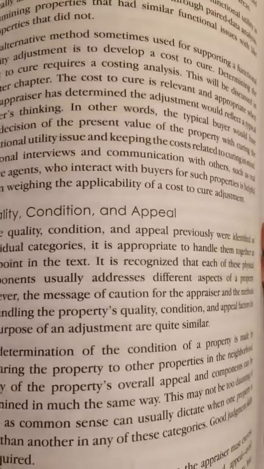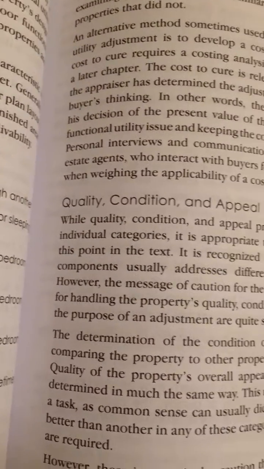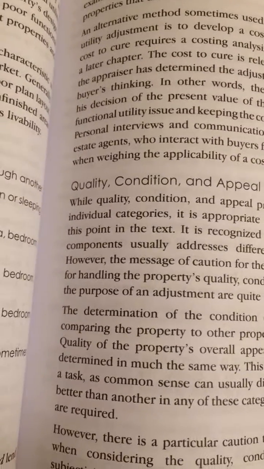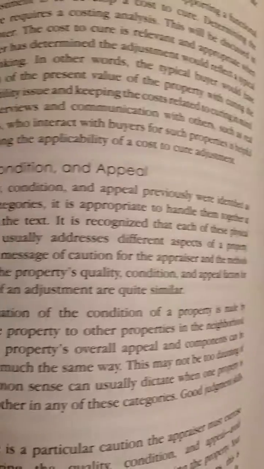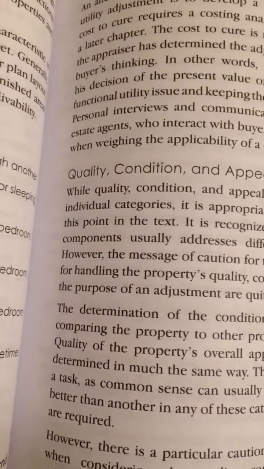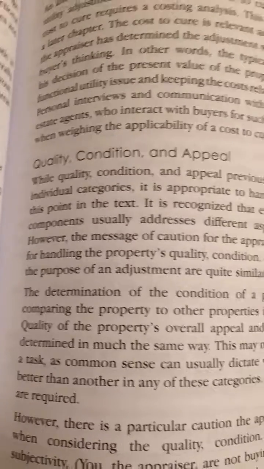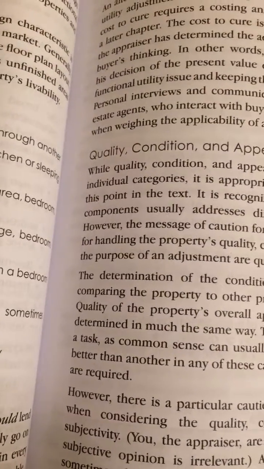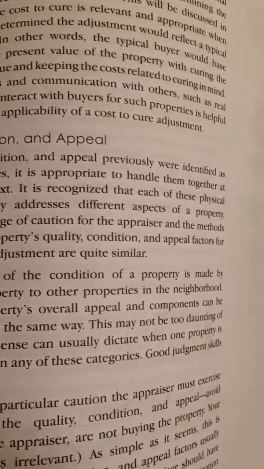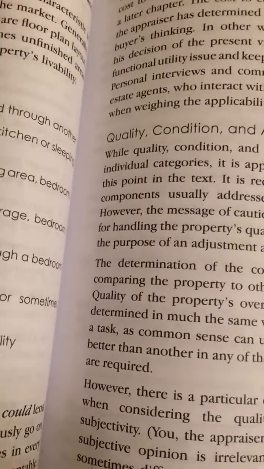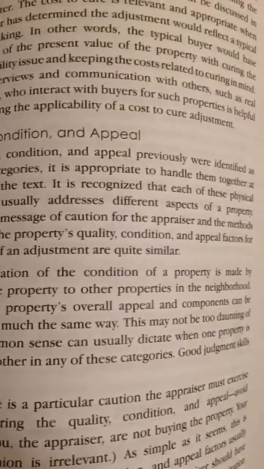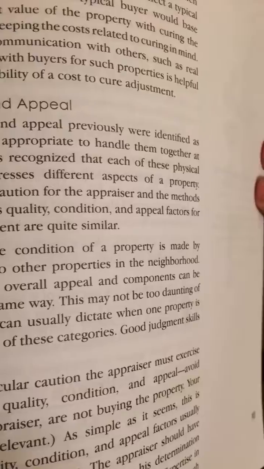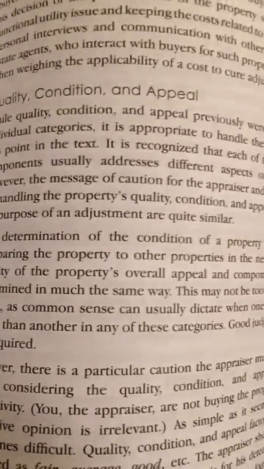Quality, condition, and appeal. While quality, condition, and appeal previously were identified as individual categories, it is appropriate to handle them together at this point in the text. It is recognized that each of these physical components usually addresses different aspects of a property. However, the message of caution for the appraiser and the methods for handling the property's quality, condition, and appeal factors for the purpose of an adjustment are quite similar.